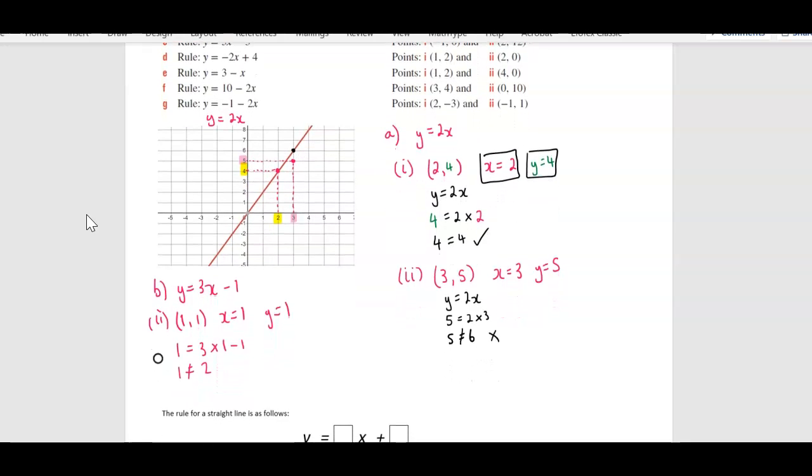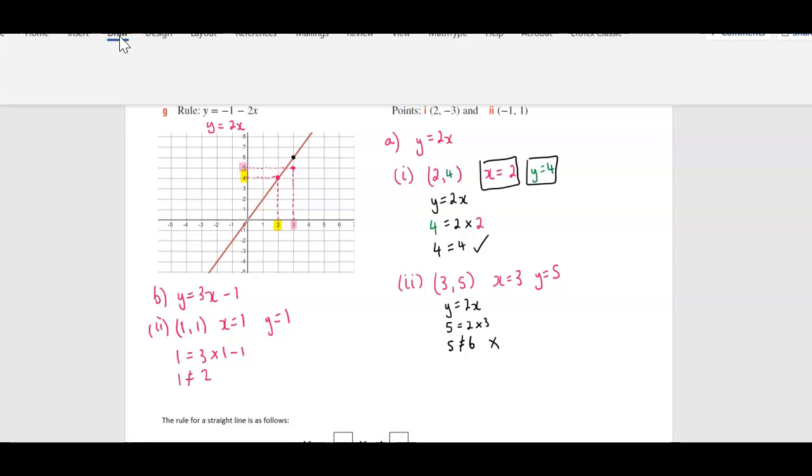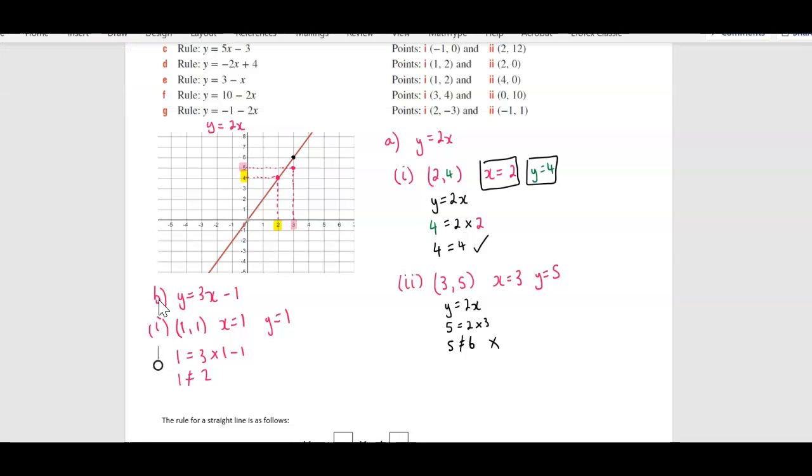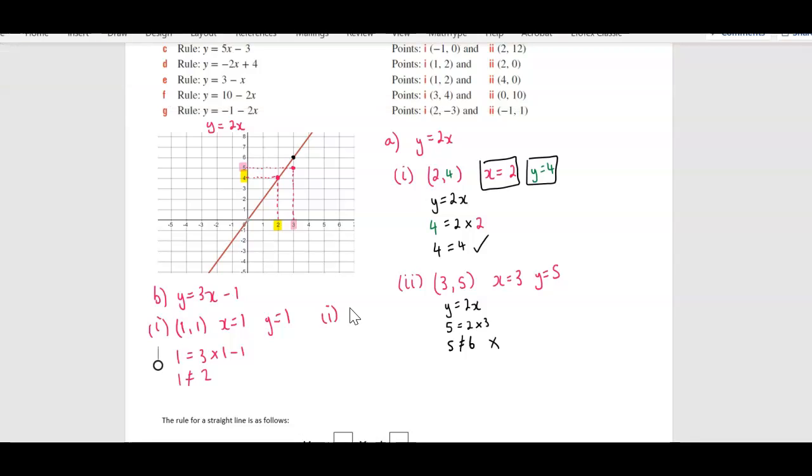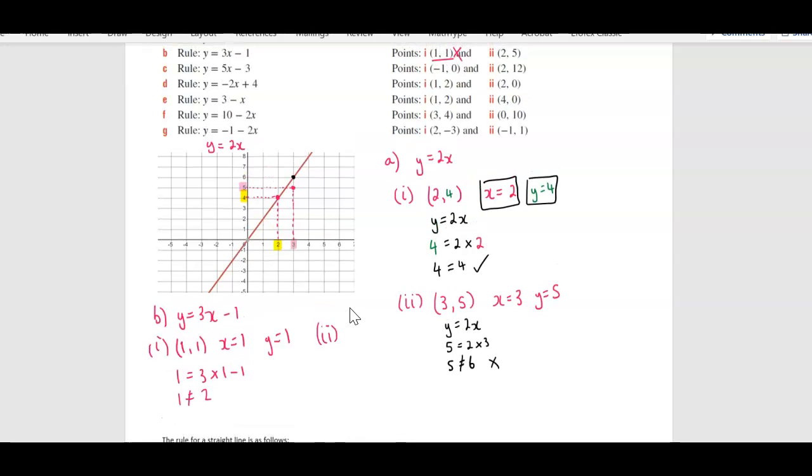Then we do the same with part 2. I just realized I wrote part 2 here. That should be part 1. All right, so for part 2, the point is 2, 5. So that means x equals 2 and y equals 5. So we're going to have 5 equals 3 times 2 minus 1. 3 times 2 is 6, minus 1 is 5. So 5 equals 5. So that is on the graph.